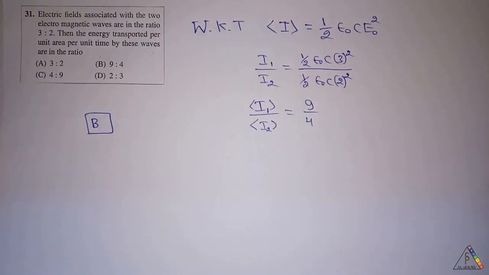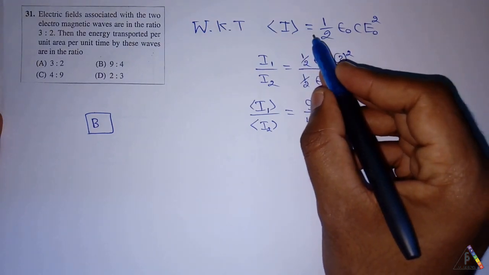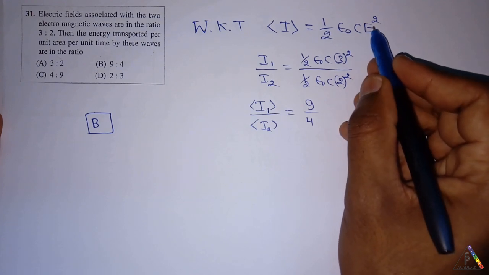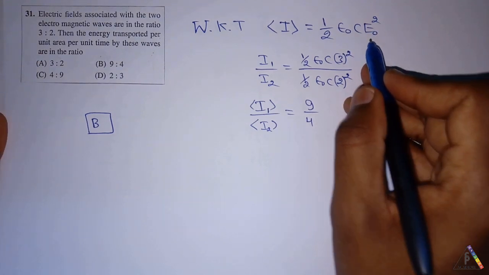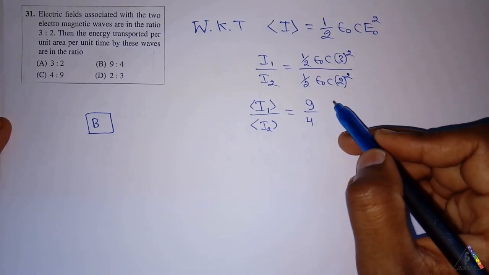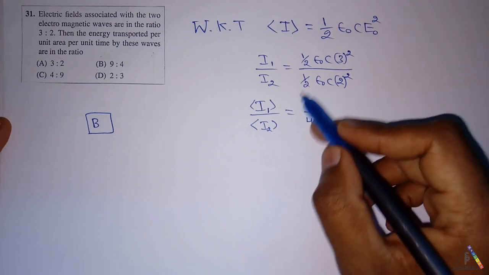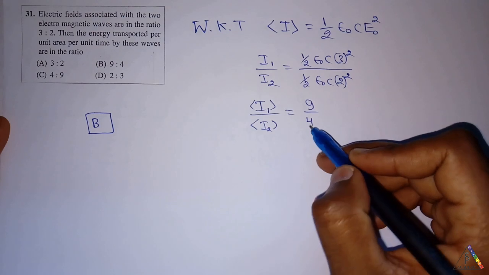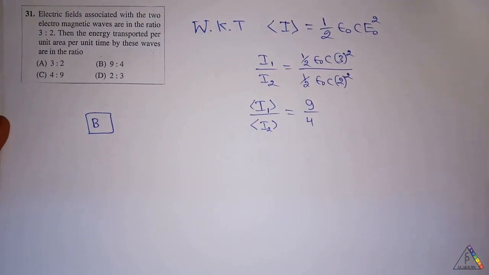Next question is, electric fields associated with the two electromagnetic waves are in the ratio 3:2. Then the energy transported per unit area per unit time by these waves are in the ratio. We know that the energy transfer I is epsilon naught c E naught square, where E naught is the amplitude of the electric field. Since the amplitude of one electric field is 3 and the other is 2, therefore the ratio of this energy transfer will be 9/4. Therefore, for this question, the answer is B option.